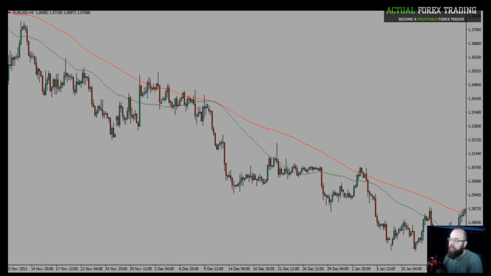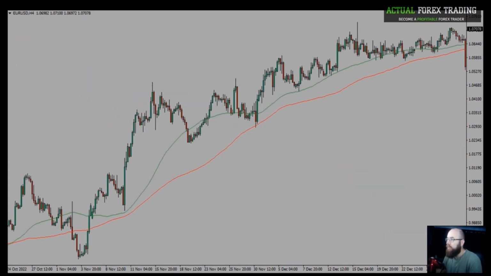When things are in reverse, we have a downtrend here. So now the slower, bigger moving average is above the smaller, faster. The 50 is above the 25, the red is above the green, and we have a downtrend here. Same thing here. Uptrend, green above the red.